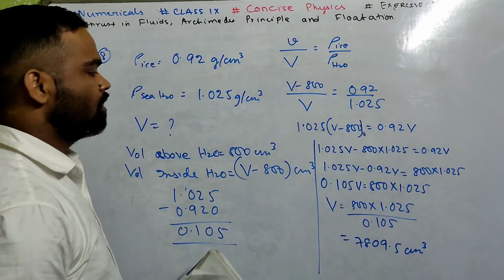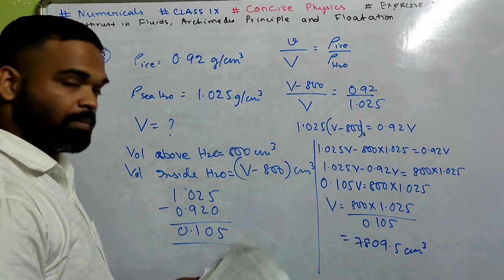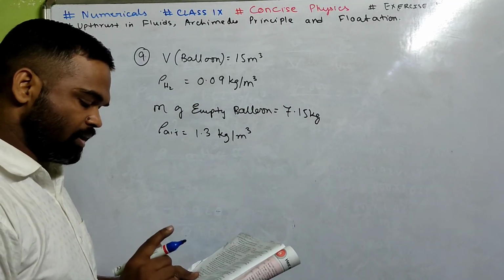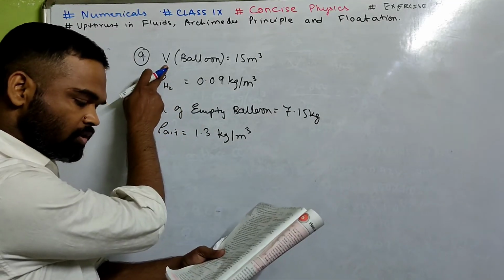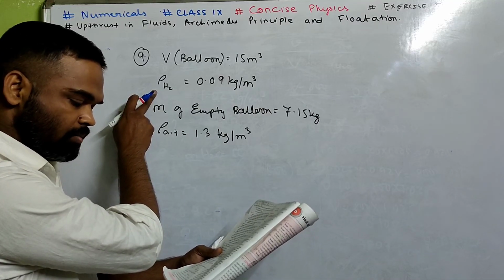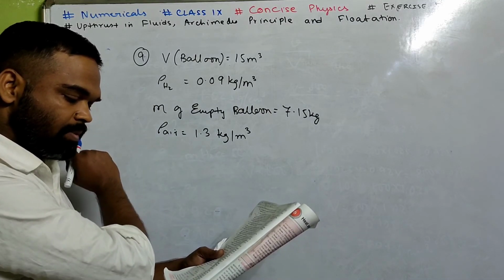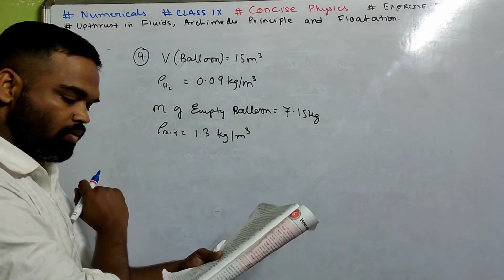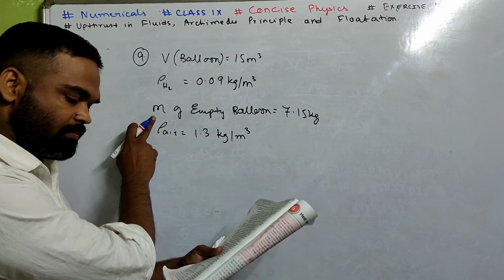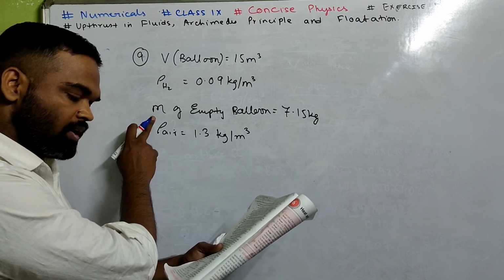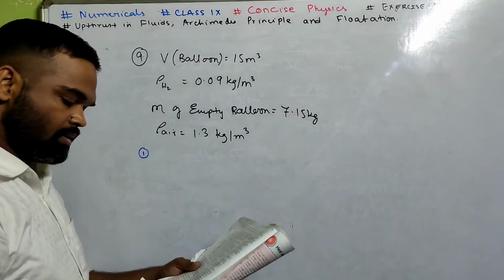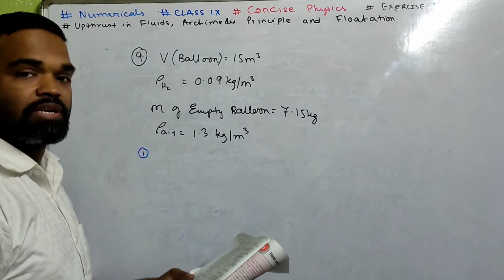Okay. Chalo. We'll do the last sum, number 9. See number 9. A weather forecasting plastic balloon of volume 15 meter cube contains hydrogen of density 0.09 kg per meter cube. The volume of the equipment carried by the balloon is negligible compared to its own volume. The mass of the empty balloon is 7.15 kg. The balloon is floating in air of density this. Calculate. Number 1. The mass of hydrogen in the balloon.